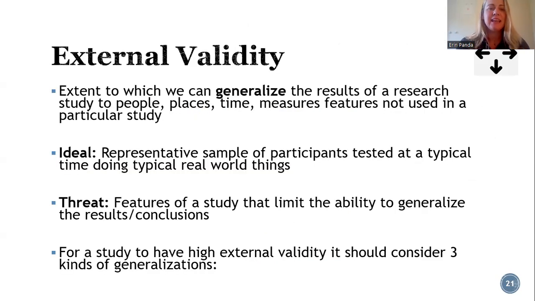So external validity is about the extent to which we can generalize the results of a research study to people, places, times, measures, and features that were not used in that study. An ideal situation would be a representative sample of participants tested at a typical time doing typical real-world things.